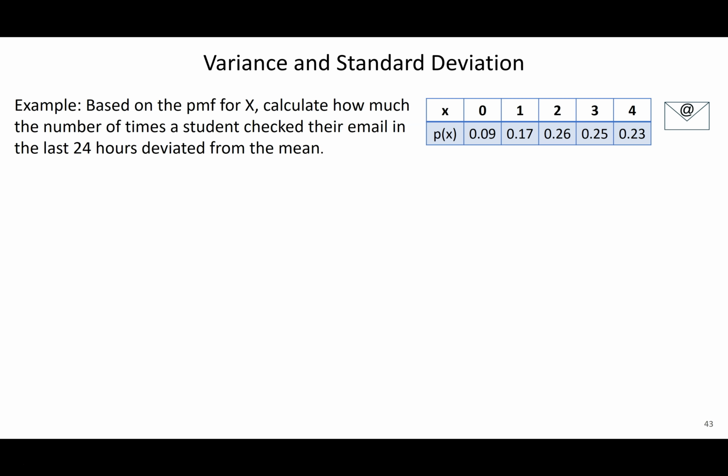So back to our email example. Based on this PMF, we're looking at the number of times a student checked their email in the last 24 hours and the probabilities associated with each. We want to know what the standard deviation of the number of email checks was for the last 24 hours.